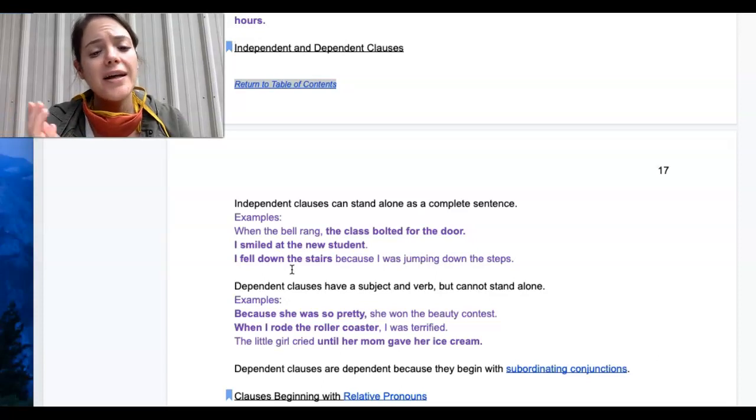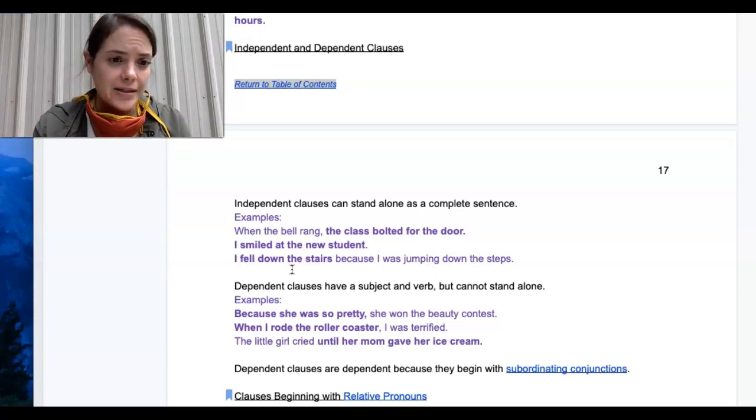Now, on the other end of this are dependent clauses. So dependent clauses have a subject and a verb, but they can't stand alone. Okay, so some examples: because she was so pretty is a dependent clause. If I just put a period there, that would be an incomplete thought. That's one of those cliffhanger sentences that I used to tell you guys about in 6th grade. I'd always say, like, don't leave me hanging, don't leave me on a cliffhanger. That's when you would just put a dependent clause, and that can't stand alone as a sentence.